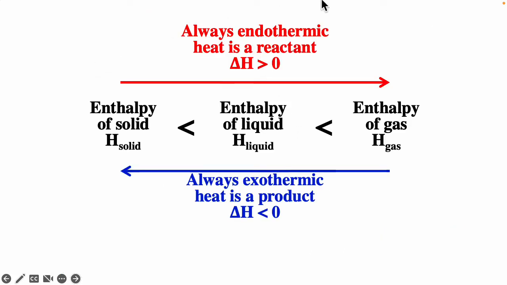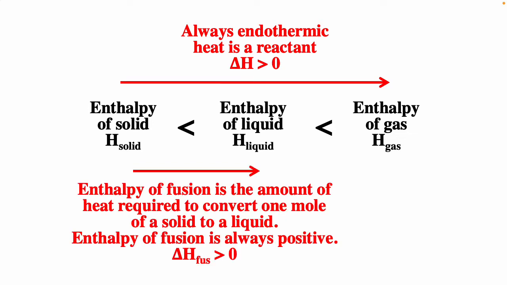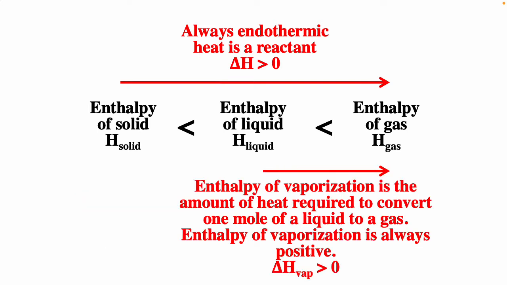If you want to go from left to right on this diagram, you have to add heat. It's always going to be endothermic. If you go from right to left, it's always going to be exothermic, and heat will always be a product. Enthalpy of fusion is the amount of heat required to convert 1 mole of a solid to a liquid. Enthalpy of fusion is always positive. Enthalpy of vaporization is the amount of heat required to convert 1 mole of liquid to a gas. Enthalpy of vaporization is always positive. You can also talk about enthalpy of sublimation, which is going from a solid to a gas, and that would also always be positive.